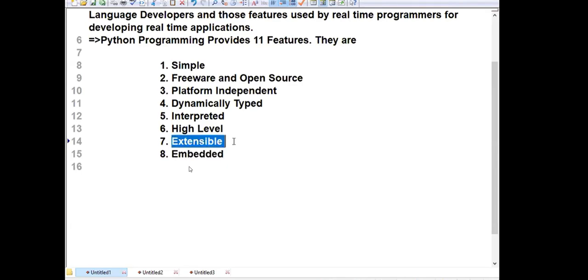Extensible means Python offers the facility to other languages to call the Python code. Embedded means Python can call other language code inside of my Python programming. Understanding this? It is a give and taking policy. Next, the ninth one is called what?